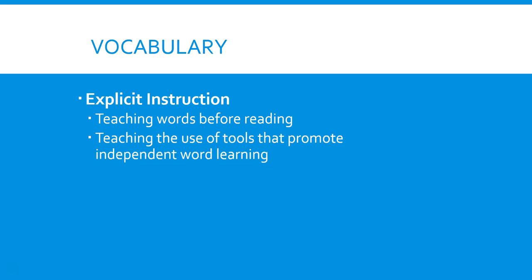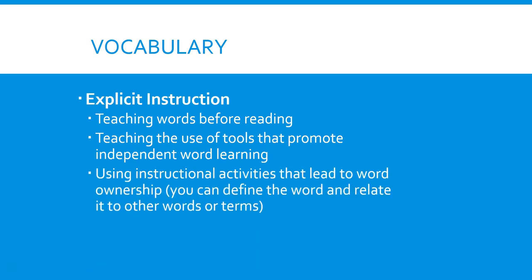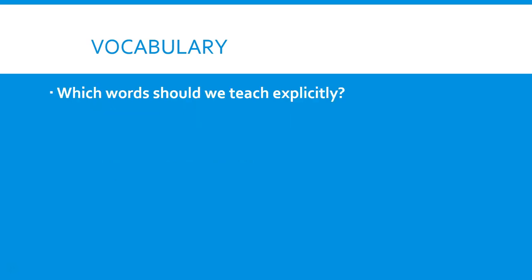Teach the use of tools or strategies that are going to help promote independent word learning, and then use instructional activities that lead toward ownership. Let students know that they can use this word. They not only know what it means, but they take some ownership of it, and they're able to speak it, use it in a sentence, relate it to other words, and relate it to their own experiences. Whatever you can use to make literature and reading come alive for students will help them learn these vocabulary words in a much more effective and deeper way.